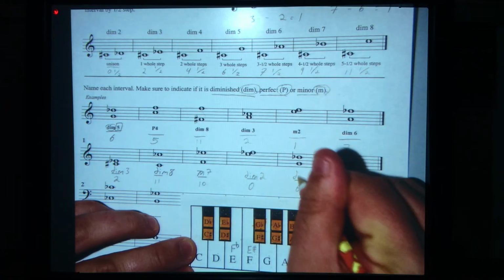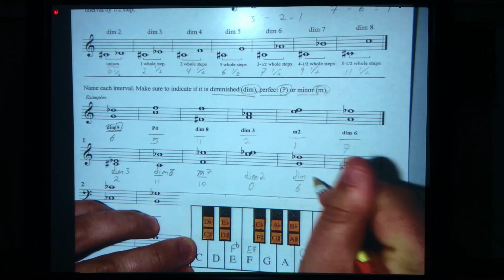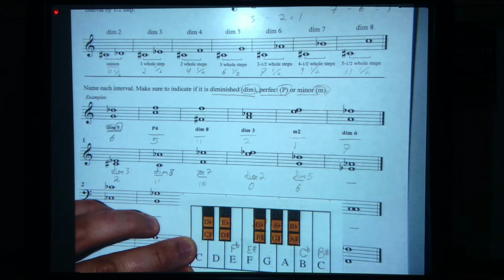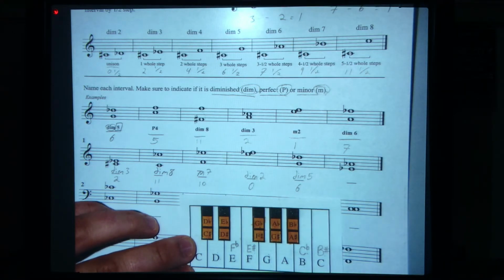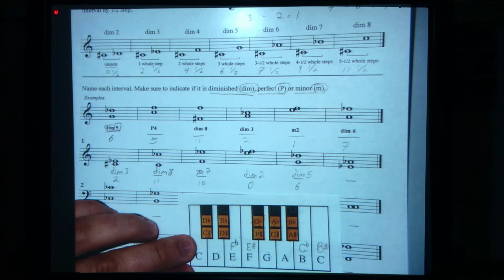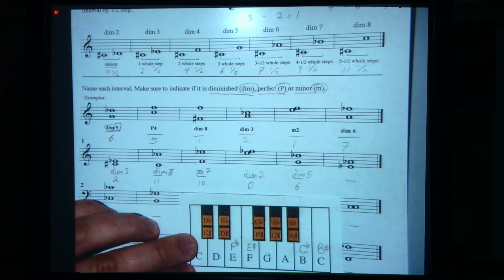Okay? You want to make sure that you count the half steps first so that you can just look at the key and figure it out. Okay? So please do your best not to guess on these. Really count the half steps.